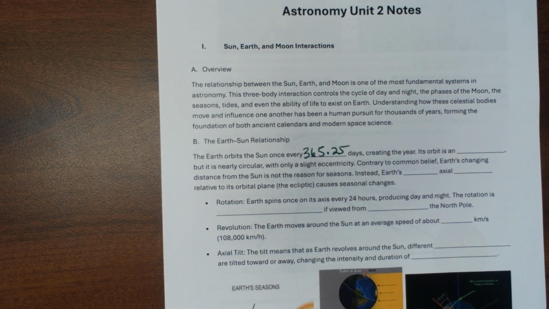Here we go. So, believe it or not, the Earth orbits the sun once every 365.25 days, which incorporates our leap year. Duh, right? 4 years equals that next day.